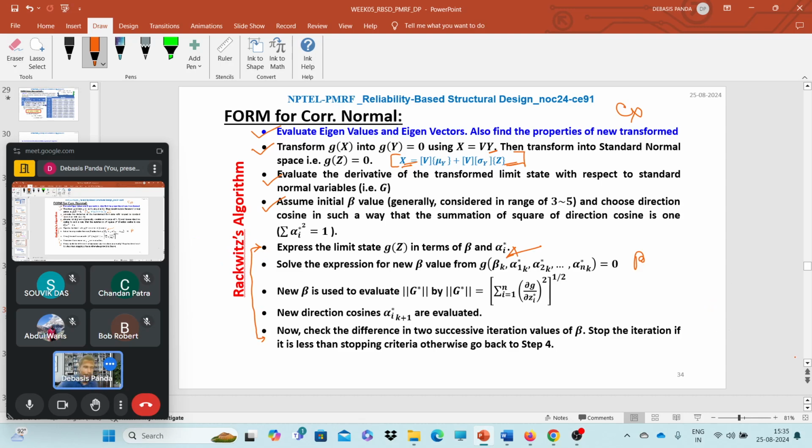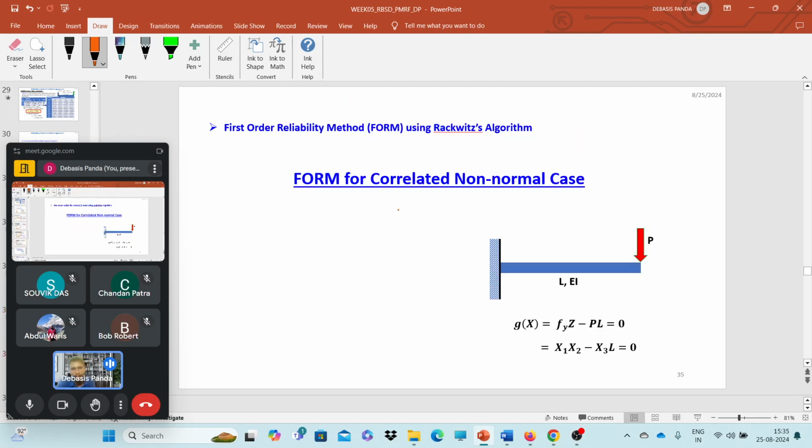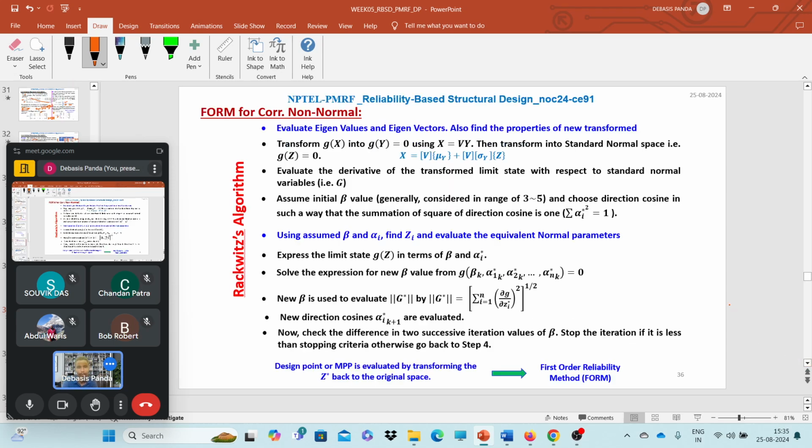Now the last case, where correlation and non-normal variables are both there. That means your random variables will be correlated and some may be non-normal. So how do we deal with that? Just go through that algorithm, and we will make a function file of it. This is the final version, a function file that can handle all the above cases. So first, how can we solve the problem where correlation and non-normal variables are there?